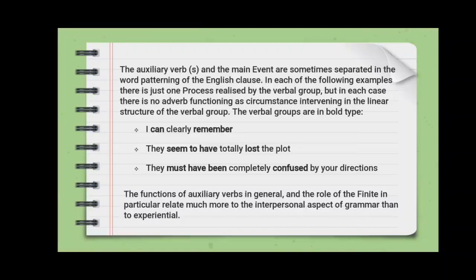The first example is I can clearly remember. The words can and remember here show the verbal group. The second example is they seem to have totally lost the plot. Seem to have and lost here show the verbal group. And the last example is they must have been completely confused by your direction. Must have been and confused here show the verbal group. While the function of auxiliary verbs in general and the role of the finite in particular relate much more to the interpersonal aspect of grammar than to the experiential.